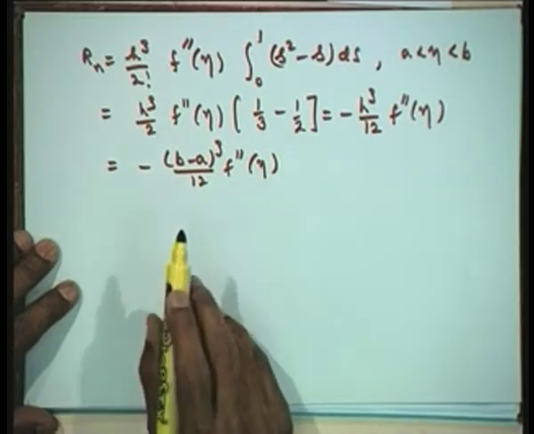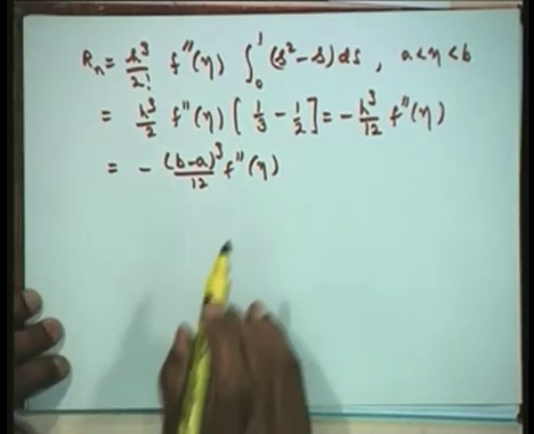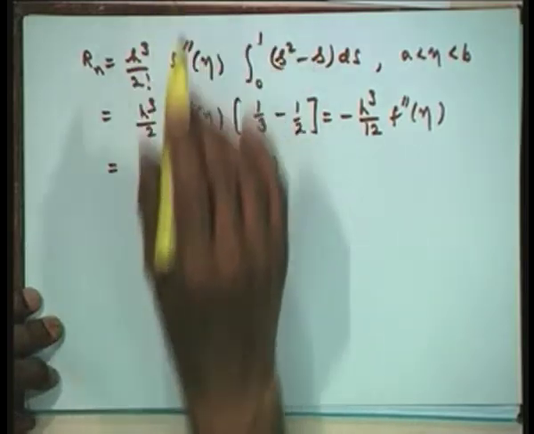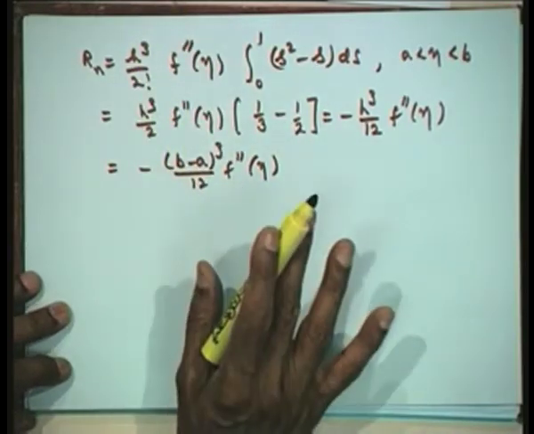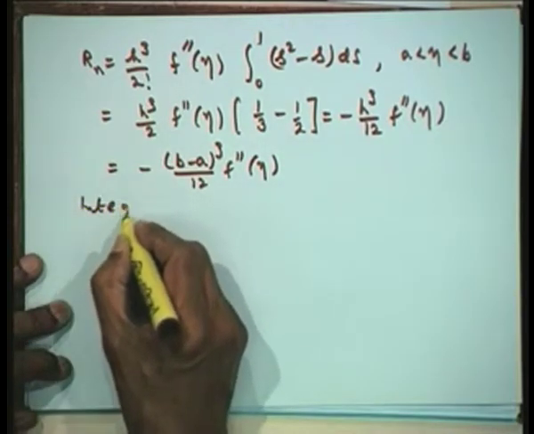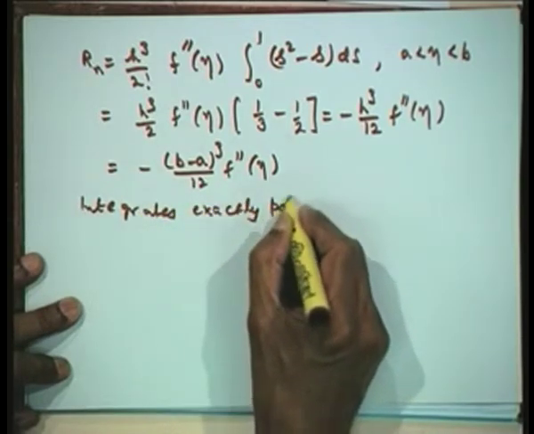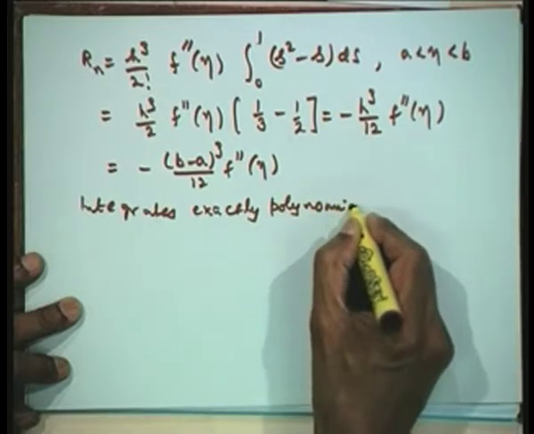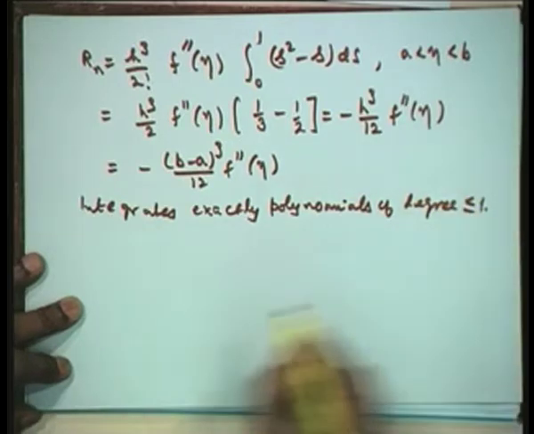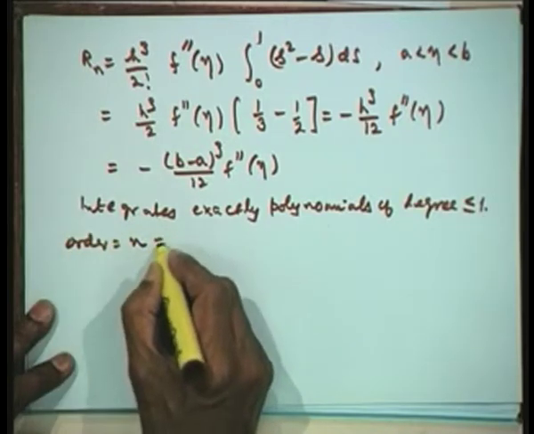Now n is equal to 1, therefore, as we have shown earlier, this integral formula integrates exactly polynomials of degree less than or equal to 1. Therefore, this integrates polynomials of degree less than or equal to 1, that is all linear polynomials it will integrate exactly. That is because order is going to be n is equal to 1.